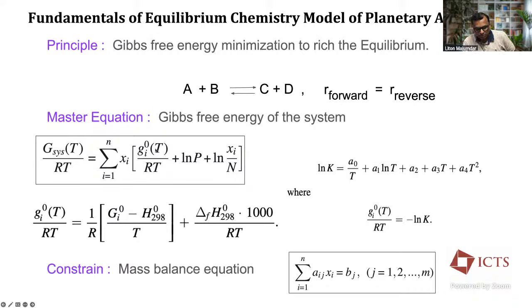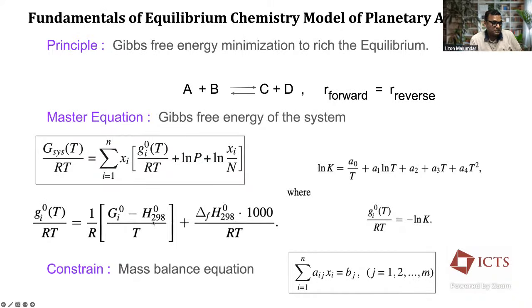together with the chemical potential, which is GiT by RT. Then there is a pressure term, and then this Xi, and this is the total number of species that is present. So when you have this total Gibbs free energy, and if you write your chemical potential term again through basic thermodynamics, you can write it with respect to the enthalpy of the system. So Gi minus H at 298 Kelvin, and also the change of the total enthalpy.